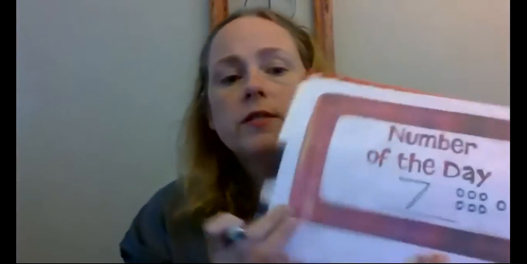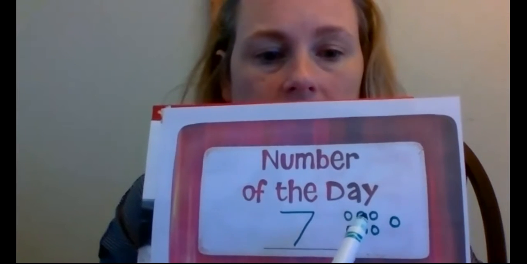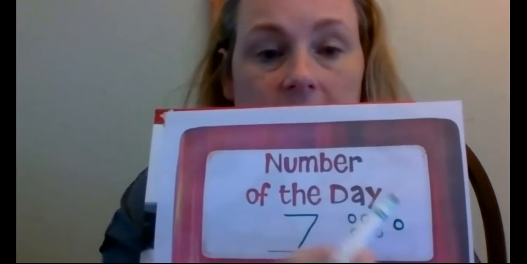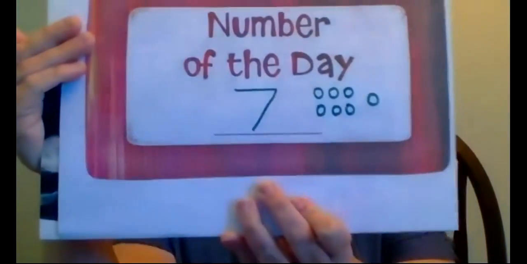Very good. Now Miss Beck is going to look at this lovely number 7, and I'm going to draw a set of 7. Remember, a set is just a group. 1, 2, 3, 4, 5, 6, 7. Boys and girls, I want you to count with me. I'm going to touch each one and point. 1, 2, 3, 4, 5, 6, 7. 6 and 1 more. So today our number is the number 7.